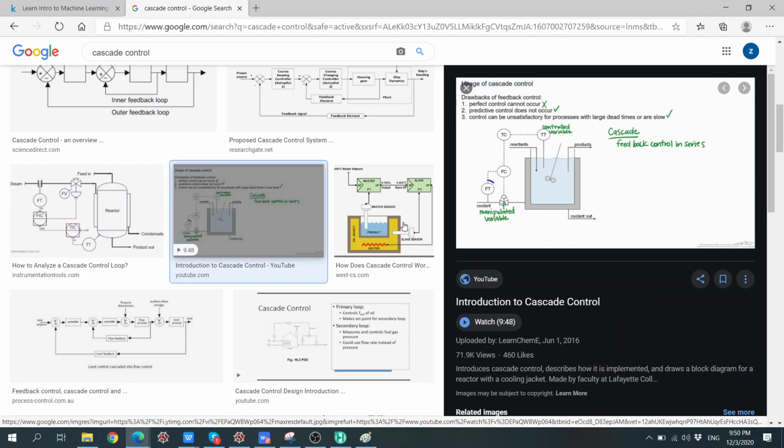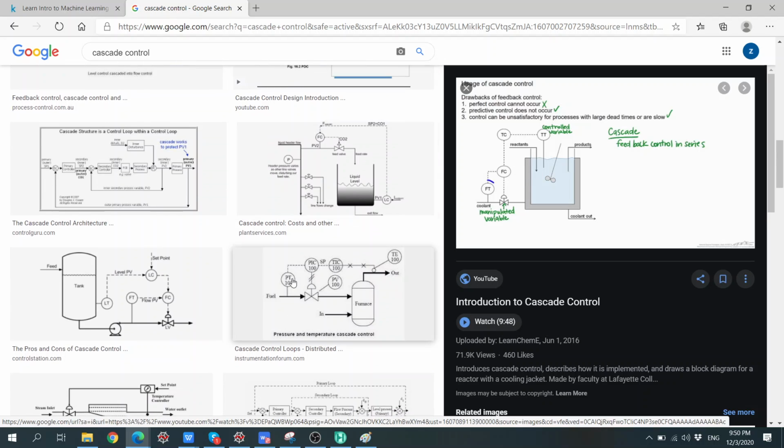The same goes with this. We measure the temperature here, and then if it's not suitable, we can calculate the new set point for the flow rate of the steam or the coolant in this case. So this is then the slave part, and this is then the master part.